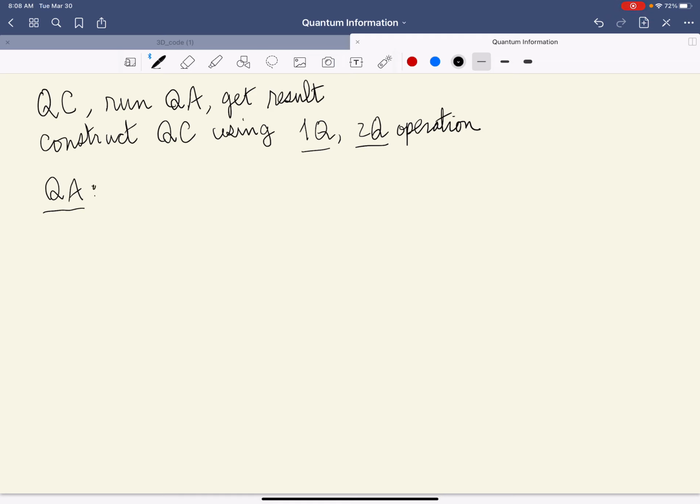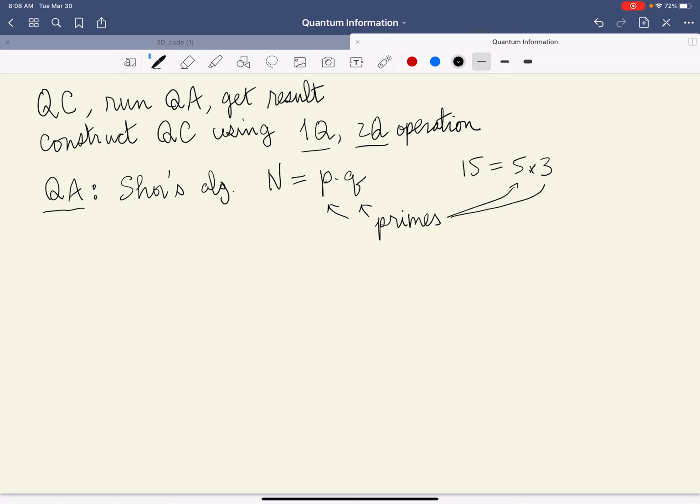And probably you have heard that the most famous instance of a quantum algorithm, and the most effective and powerful, is the so-called Shor's algorithm. Shor's algorithm is a way of factorizing a huge number, which is given as the product of two primes. So a simple example is the number 15, which is a product of two primes, 5 and 3.